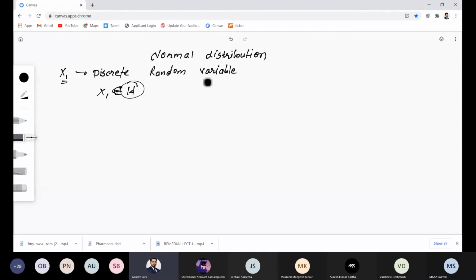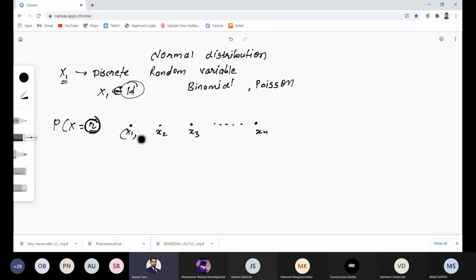The probability distributions where your random variable is discrete are binomial and Poisson. In these distributions, probability was assigned at a point. So you had some value of r, and the probability was assigned at a point x equal to r. Each value of x, say x1, x2, x3 to xn, will have some probability p1, p2, p3, and so on up to pn.